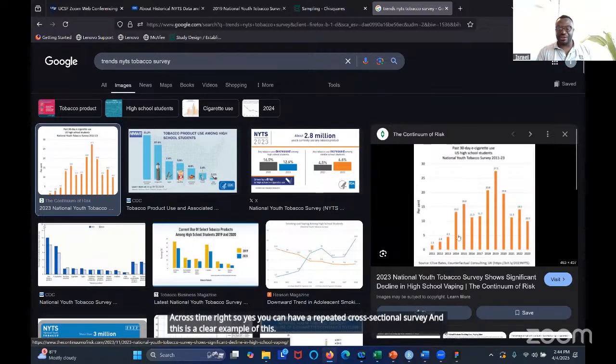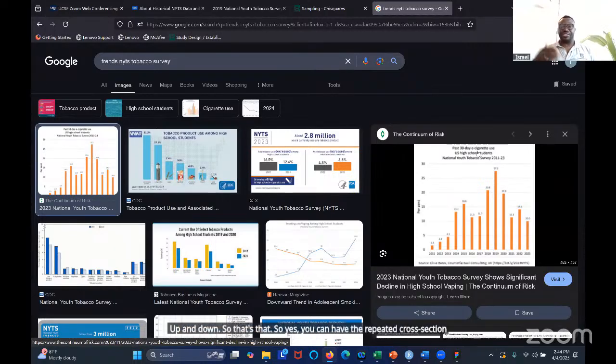And this is a clear example of this. Each particular year is a cross-sectional study, but we are repeating the survey with the exact same methodology every single year, right? If the methodology changes, we cannot compare anymore. So we repeat the same methodology every year, year in, year out. That gives us a snapshot, not of an individual, but of the country overall, so that we can say, wow, overall this smoking prevalence among youth is going up and down. So yes, you can have a repeated cross-sectional study, which is where we survey the population using the same methodology over a long period of time.